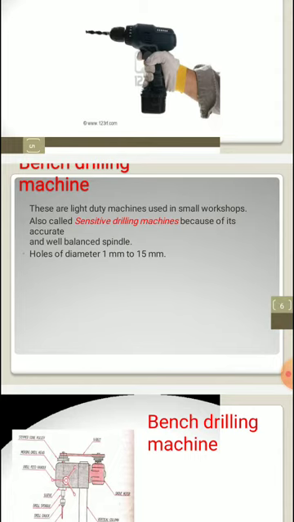Okay, so it is also called a sensitive drilling machine because of its accurate and well balanced spindle. Although its construction is easy and its working principle is very easy, what we have to keep in mind is that it is also called a sensitive drilling machine.